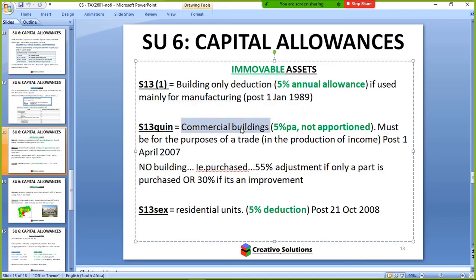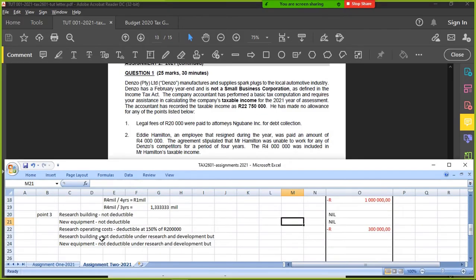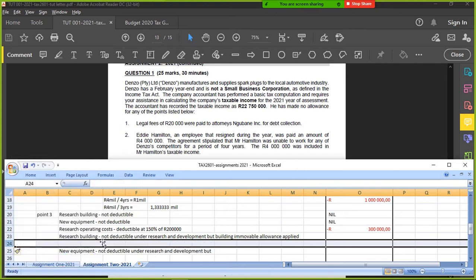Obviously, it would have been nice if they gave a bit more information because they said research and this was a research building. Okay, I would say this is more related to a commercial type building than a manufacturing specific building. But you could motivate either or because of the type of business they're running, you could maybe say it's used mainly for manufacturing, because they're probably going to have to test spark plugs, test stuff, test machinery. So you could possibly go this one as well. Okay, but it's 5%. So you're going to take 5% as an allowable deduction. Do you agree? Yes. Okay, so the building immovable allowance applied. Okay, and then I've also got to show that working.